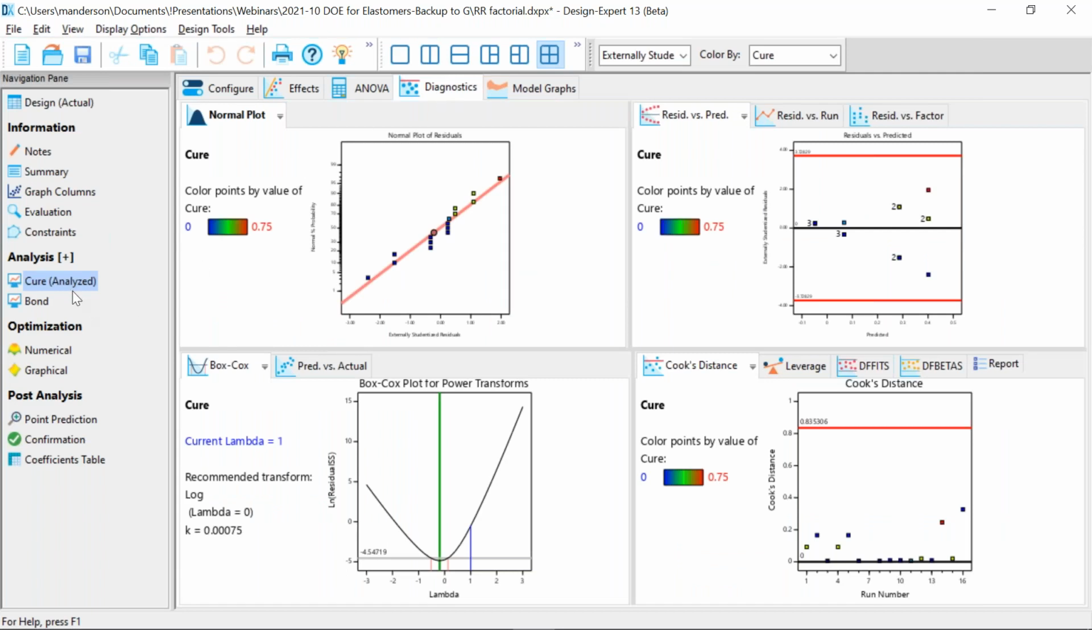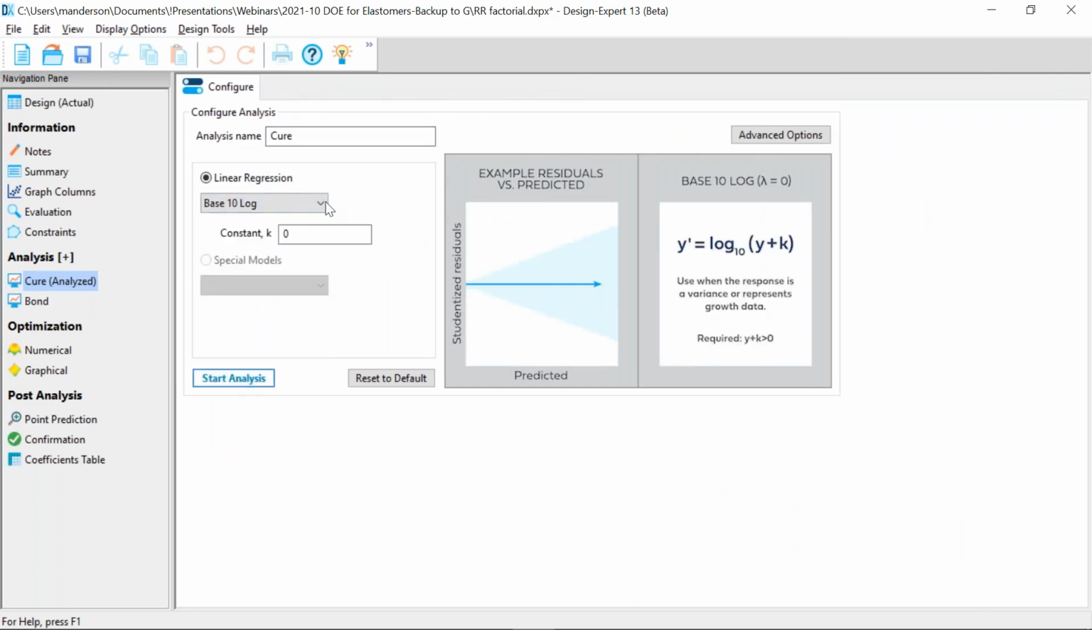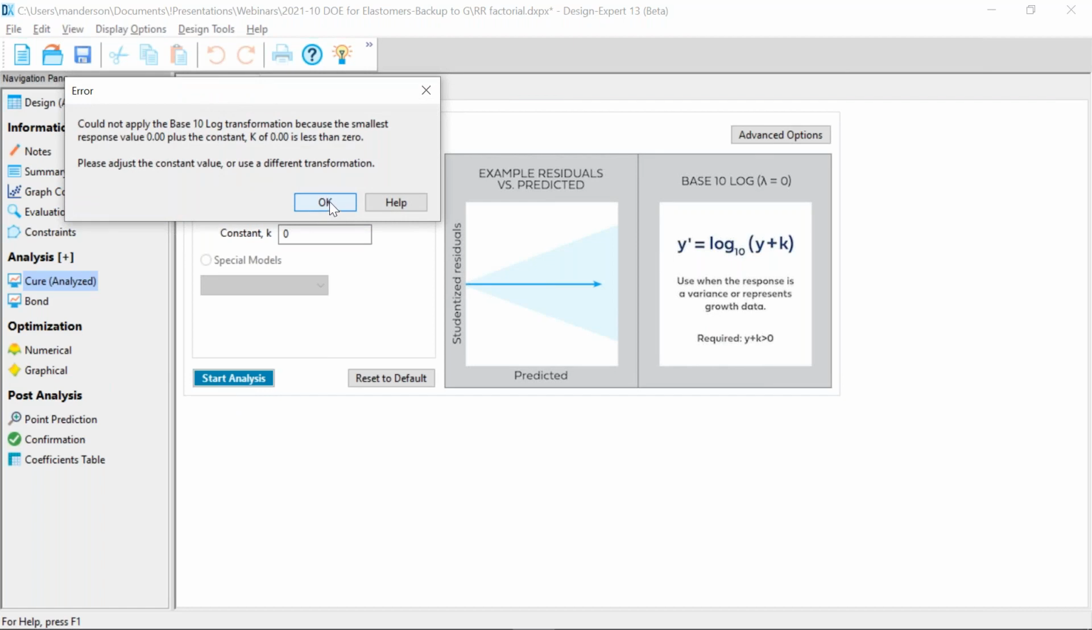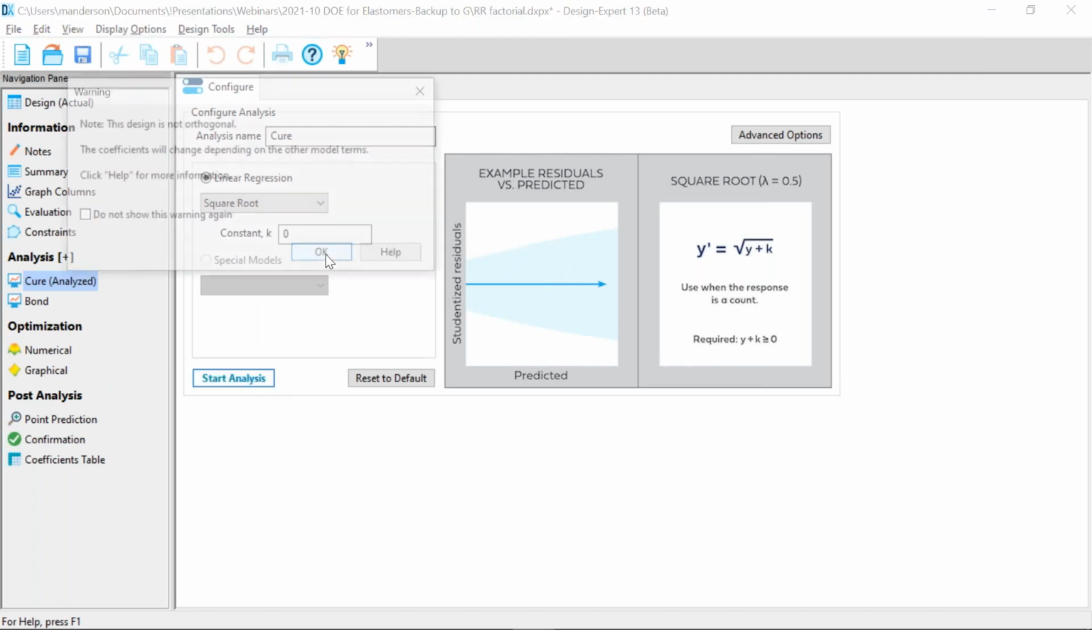Oh, okay, and then this one does show that the log is going to work better. So then I'm going to go back and redo this based on the Box-Cox and just see if this gives us a better result. Okay, that's not going to work because I've got some zeros in there. And we could try another transform, the square root, that would help.